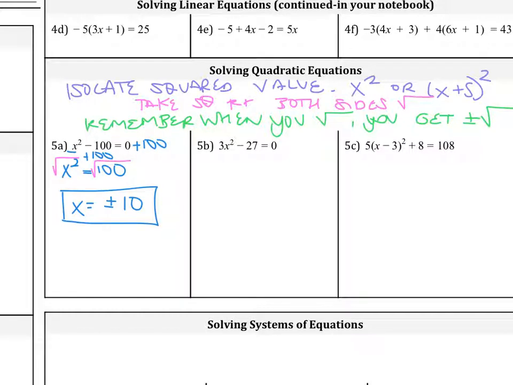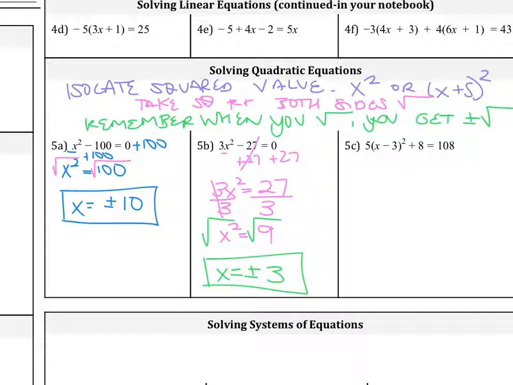For 5b, we want to isolate this square, so we're going to add 27 to both sides. So we get 3x squared equals 27. Now we don't want to square root now because this 3 isn't perfect. If you square root it, you would still have a radical. So the nice thing is to just go ahead and divide by 3. So we get x squared equals 27 over 3, which is 9. Now if we take the square root, that's perfect. x equals plus or minus 3.